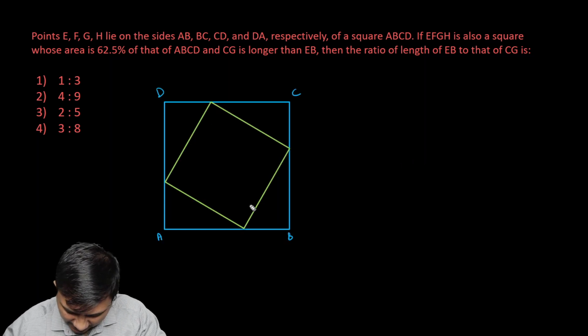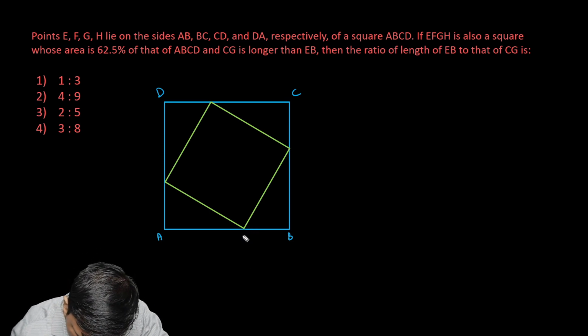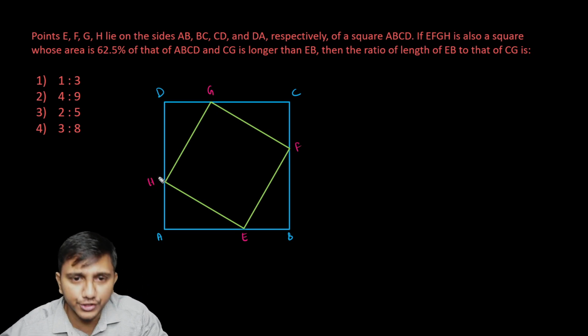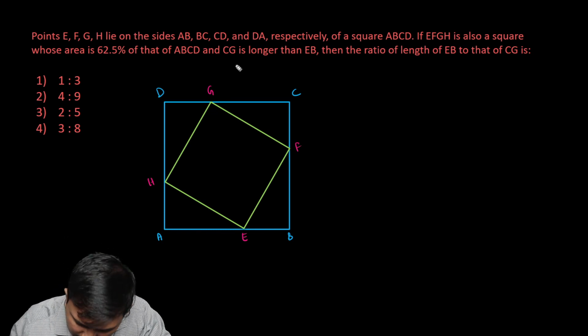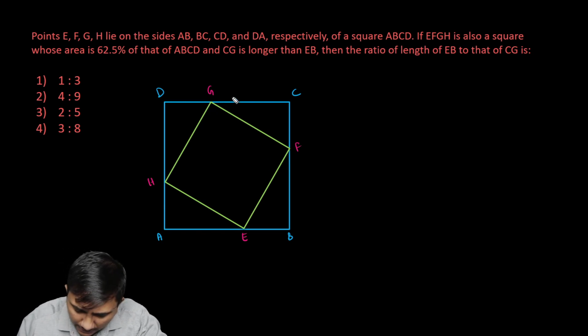It would be something like this. Now let's label this one as well. We have got E, F, G and H. E will be on AB. So this is going to be on AB. E, F, G and H. And the point that they have given, CG is longer than EB. That's visually satisfying in this figure. You need not exactly follow that, but keep in mind that CG is longer than EB.